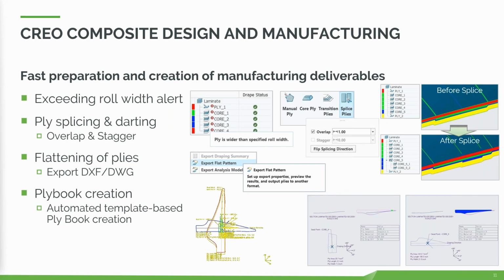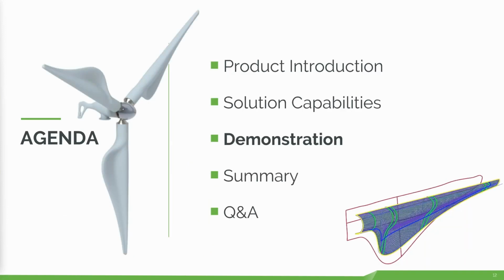Then, as I said earlier, there are a bunch of tools around getting that other manufacturing information. There's very quick and easy export of either DXF or DWG profiles that you use in your manufacturing equipment, and also the ability to create your ply book, a template-based drawing that can create literally the whole thing in seconds. So that's a little bit of an overview of what composite design and manufacturing can do, but it's enough from me. It's time to get into the meat of things.